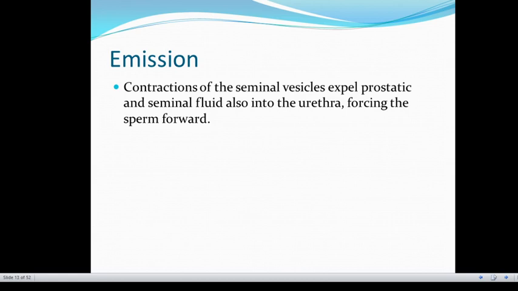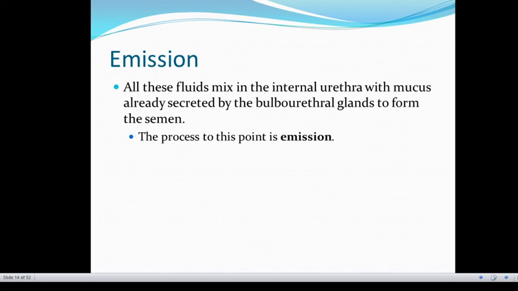Contractions of the seminal vesicles expel prostatic and seminal fluid also into the urethra, forcing the sperm forward. All these fluids mix in the internal urethra with mucus already secreted by the bulbourethral glands to form the semen. The process up to this point is called the emission.